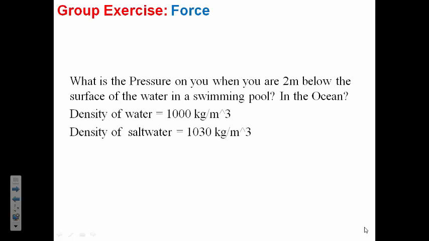Alright, in this video we want to look at two different examples using the pressure in a fluid and the atmospheric pressure. So in our first example we want to look at the pressure on you when you're 2 meters below the water in a swimming pool and in the ocean. And so the key difference between these two pressures is going to be the density of the fluid.